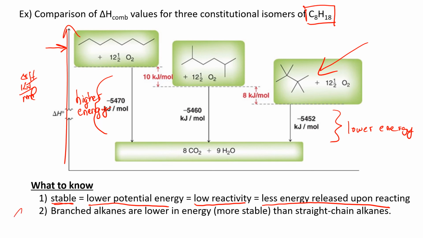So branched chain alkanes are typically lower in energy and more stable than straight chain alkanes. So in our comparison of isomers, the greater the degree of branching, the more stable or lower the potential energy that particular structure will be.